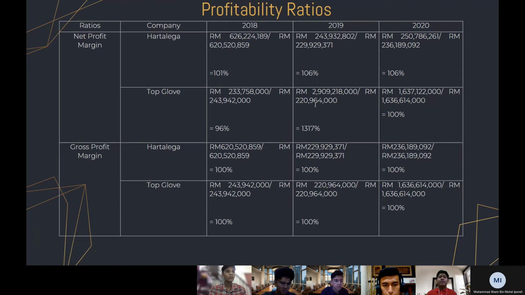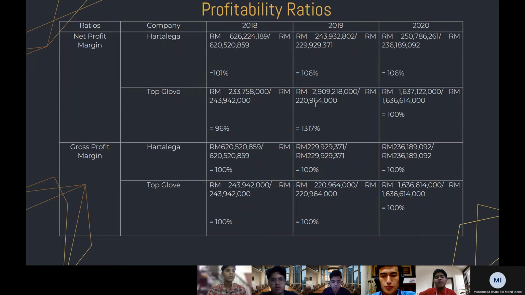Okay, so for profitability ratio, how to compare? We can use net profit margin and also gross profit margin. For net profit margin, we can conclude that Hartalega has better performance since their profit generated progress more steadily compared to Top Glove. The profit in 2019 is only 96% and then skyrocketing until it reached 1,317%. Unfortunately, on 2020, the profit decreased back to 100%.